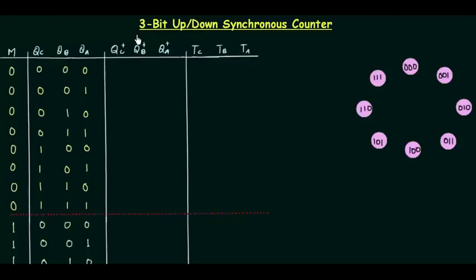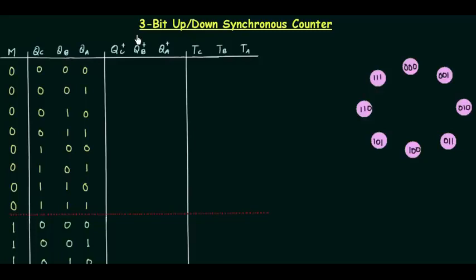In this presentation, we will see how to design a 3-bit up-down synchronous counter. We have already designed the asynchronous version of this counter, and in that case, the clock was not simultaneous. The clock was not given at the same time to all the flip-flops used. But here we are going to give the same clock at the same time to all the flip-flops.